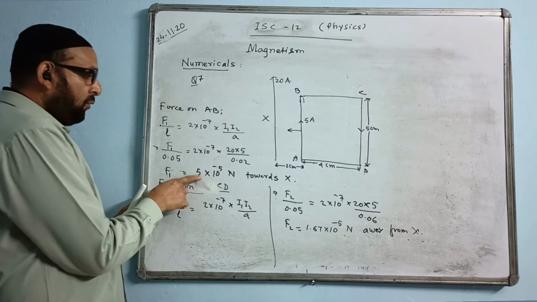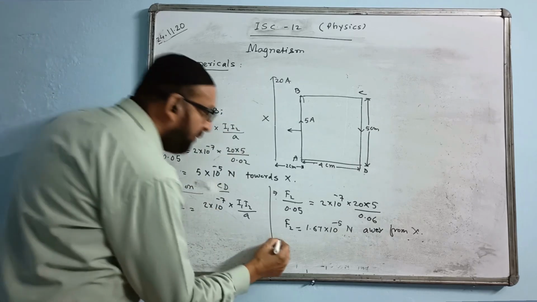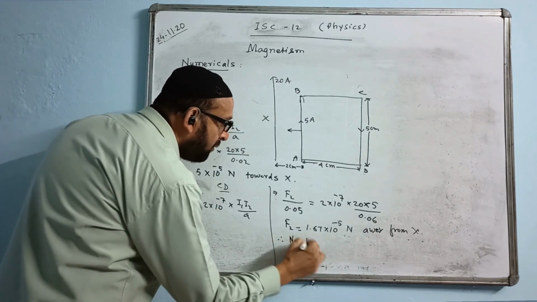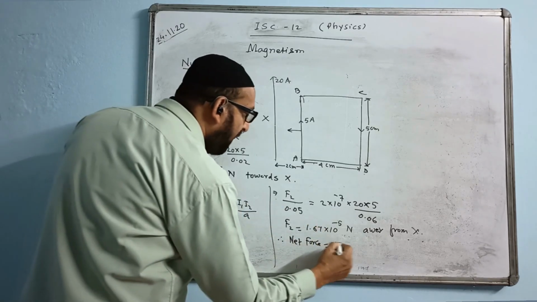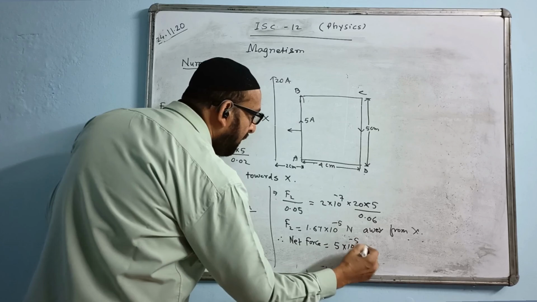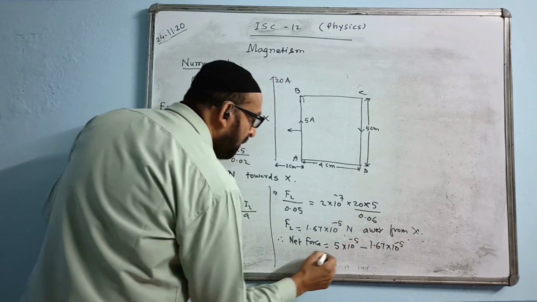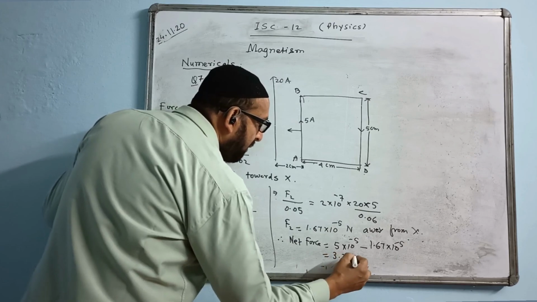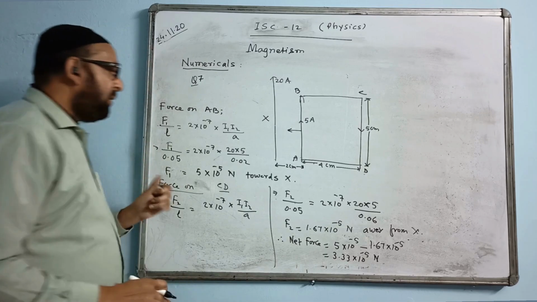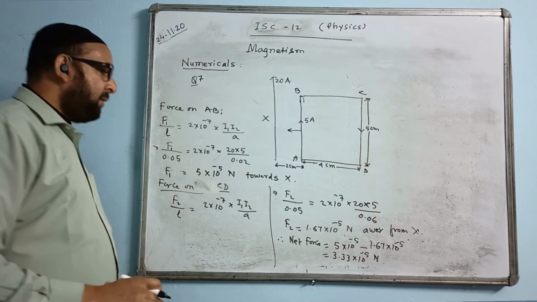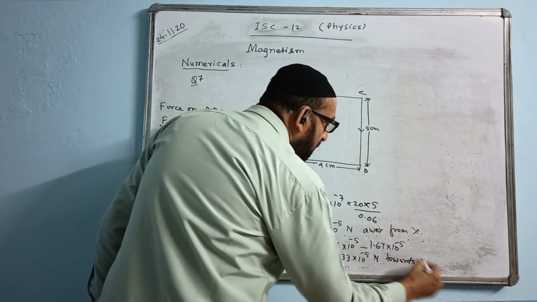We see one force is acting towards X, the other is acting away from X. Which force is bigger? The towards one, because this is closer and that is far. Therefore the net force will be a subtraction: 5 into 10 to the power minus 5 minus 1.67 into 10 to the power minus 5. The answer will be 3.33 into 10 to the power minus 5 Newton. Which one will dominate? The towards one will dominate because it's bigger. So towards X, towards the wire X.